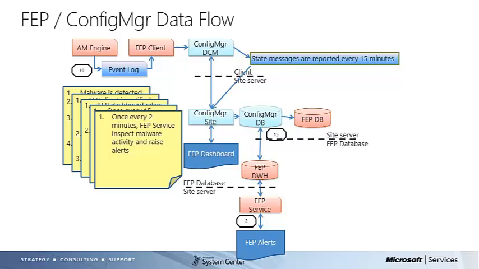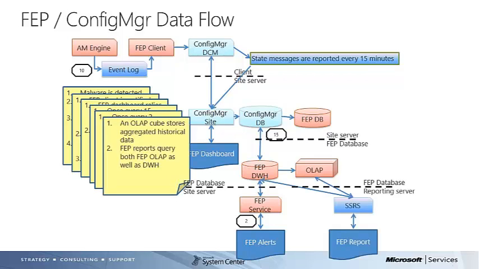Once that information has been processed into the FEP data warehouse, there is another service called the Forefront Endpoint Protection Monitoring Service, which runs every 2 minutes to determine if there are any alerting actions that need to be taken based upon the fact if you have alerts configured. If you don't have alerts configured, then this does not happen. But if the alerting has been set up, then this will occur every 2 minutes to check against the FEP data warehouse.